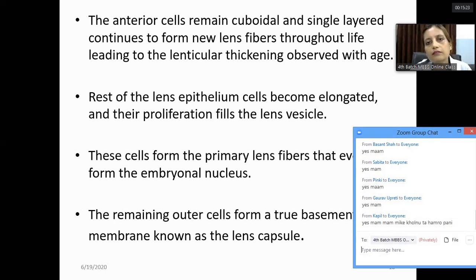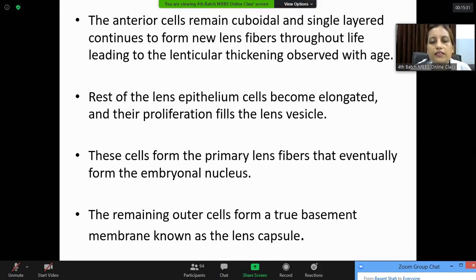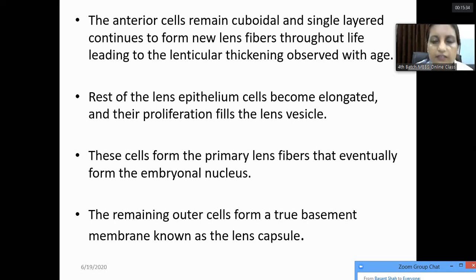The weight of the lens increases from when it's a young child, and by the age of 85 its weight increases to about 2 to 3 times. The rest of the lens epithelium cells become elongated and their proliferation fills the lens vesicle, and these form the primary lens fibers that eventually form the embryonal nucleus, and the remaining outer cells form the true basement membrane known as the lens capsule. So this is how the lens is formed.